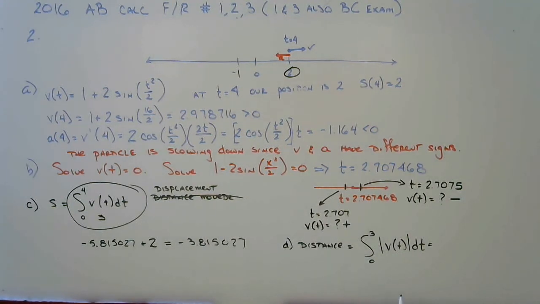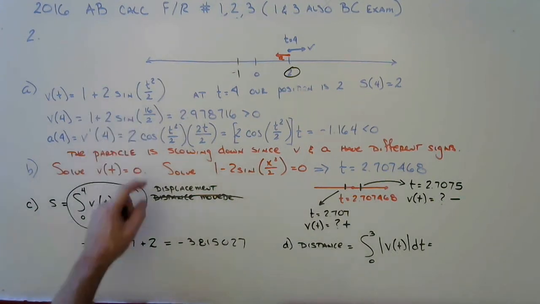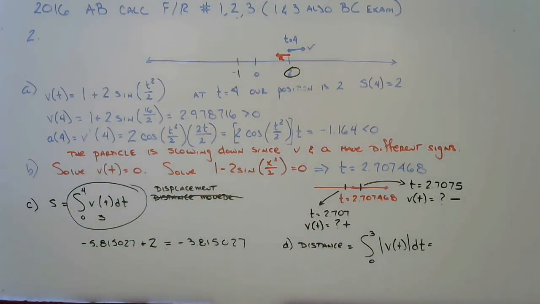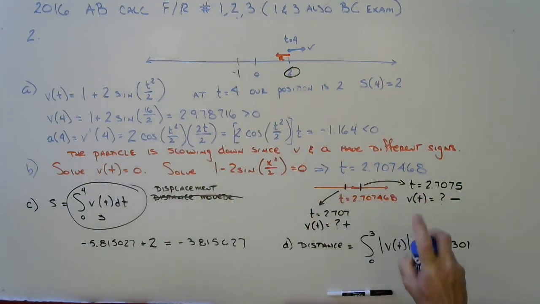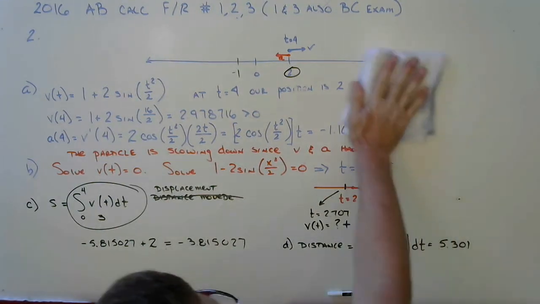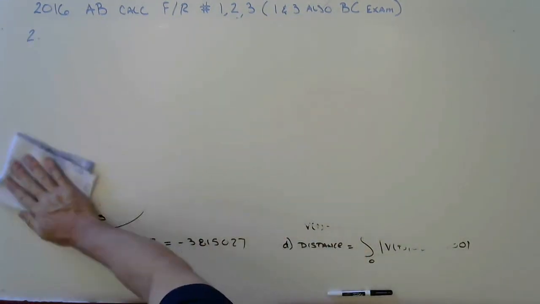So we would do this on our calculator. We would ask our calculator to integrate. We would choose the absolute value command, and we would put the absolute value in front of this, and we would integrate between 0 and 3. So it's just a mechanical, can you use your calculator, and you end up with 5.301. Now, if you don't know where to find absolute value on your calculator, before I exit the video, I'll show you what you would have to type into your calculator.